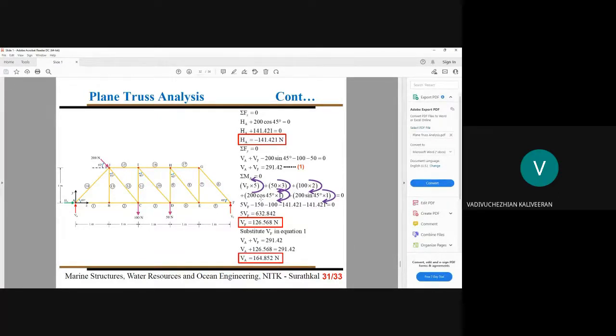So in all those general structures, we should solve our problem with the 6 degrees of freedom. Obviously, it is safe. Sometimes we may not know the effect of transverse loads.